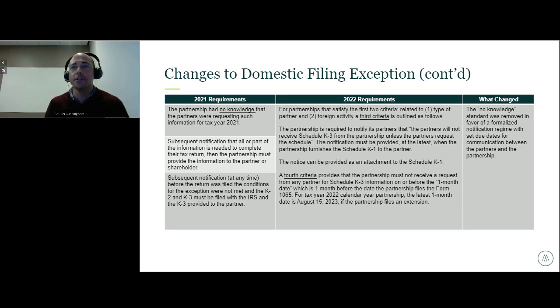This is important to listen to. The partnership has to not receive a request from any partner for the K-3 information on or before the 1 month date. And remember, that was the date that is 1 month before the Form 1065 is filed. So the last possible date would be August 15th, 2023 for a calendar year partnership, because September 15th is the filing deadline. But it's the 1 month date before the partnership return is filed, not the filing deadline.